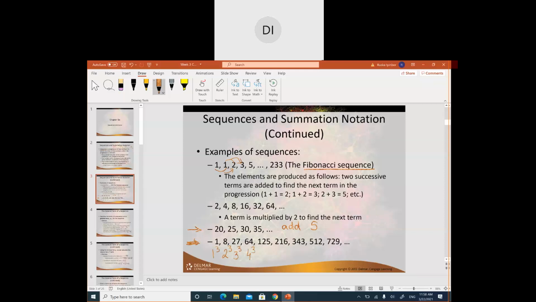Are we going to need a graphing calculator in this class? No, not at all. No.